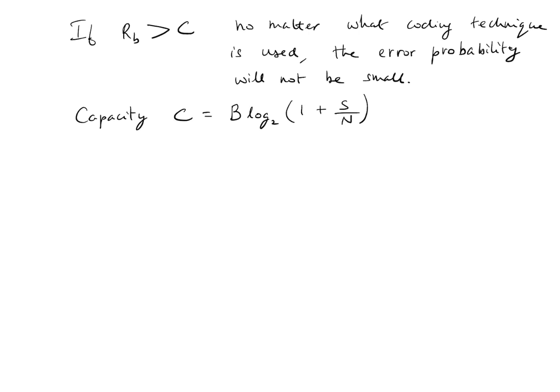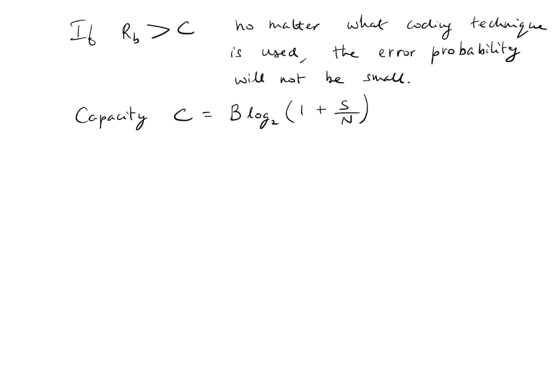So the capacity of a communication channel, of an additive white Gaussian noise channel, depends on its bandwidth and secondly on its signal to noise ratio. Again, taking the analogy of a road, the speed limit of the road would depend on the bandwidth, meaning the width of the road, and it also depends on the signal power, which refers to the condition of your vehicle, and the noise power will define the traffic on the road.